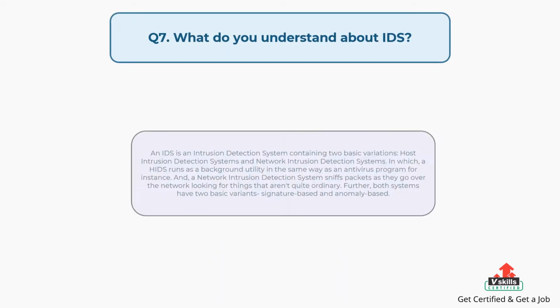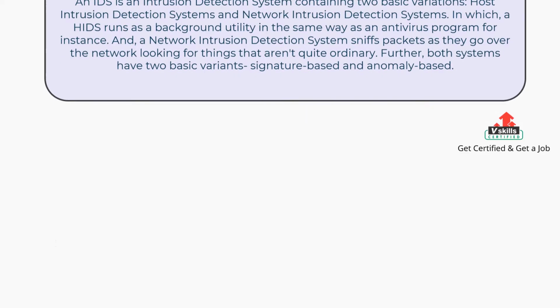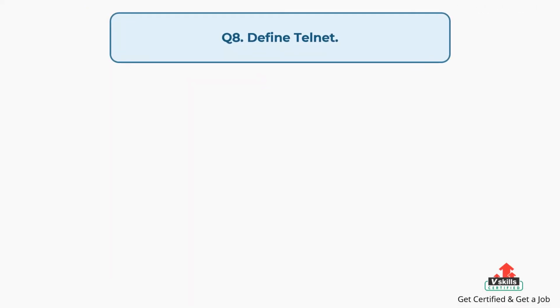The answer is, an IDS is an intrusion detection system containing two basic variations: host intrusion detection systems and network intrusion detection systems, in which a host intrusion detection system runs as a background utility in the same way as an antivirus program, for instance, and a network intrusion detection system sniffs packets as they go over the network looking for things that aren't quite ordinary. Further, both systems have two basic variants: signature-based and anomaly-based. Question number 8. Define Telnet.